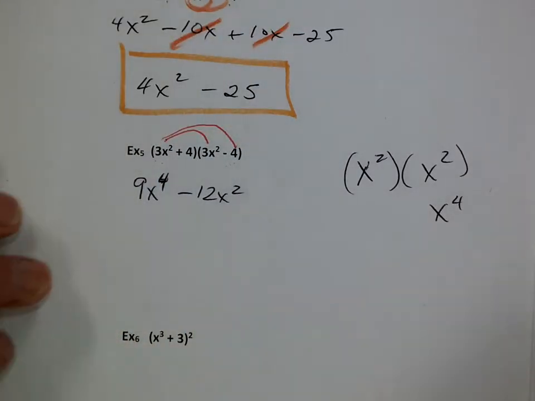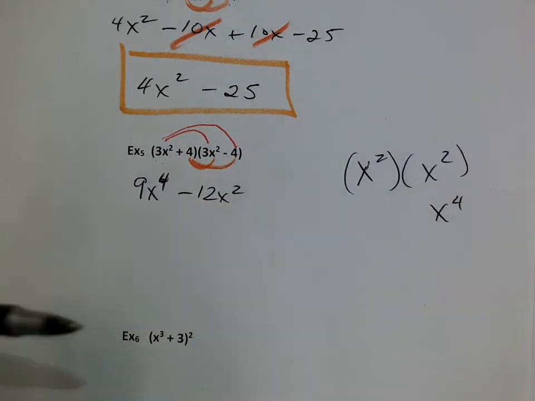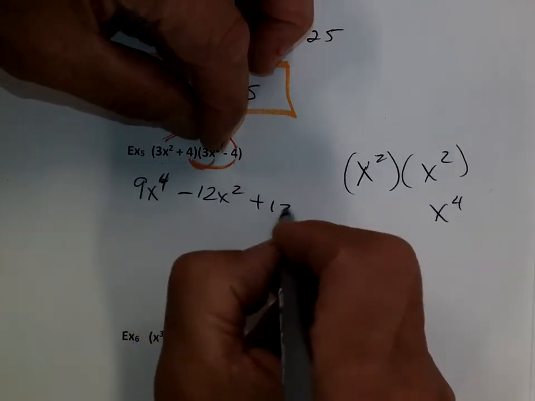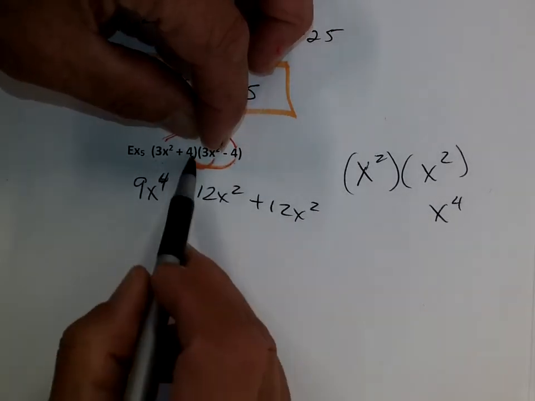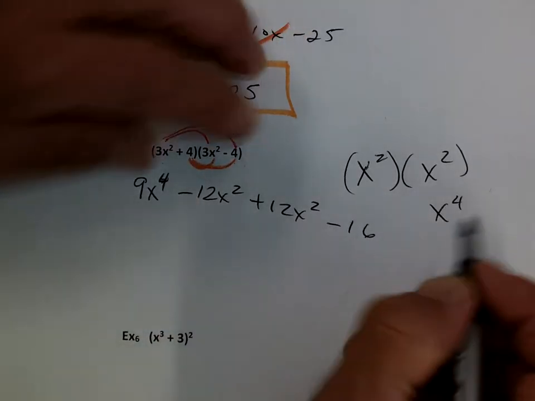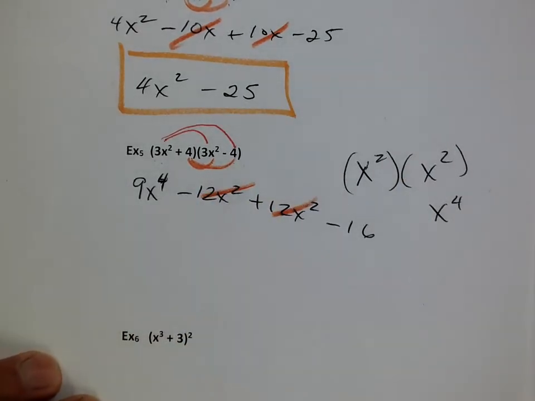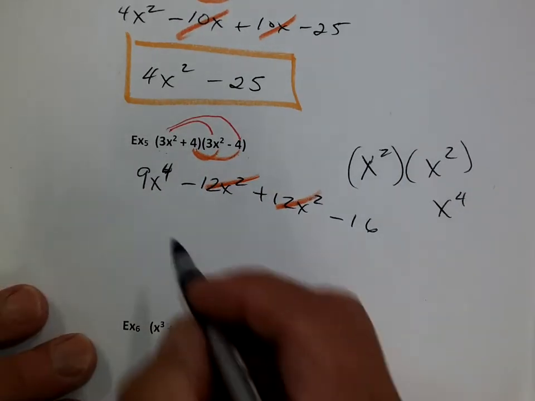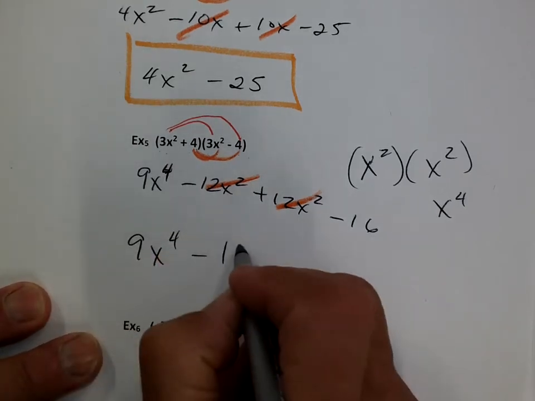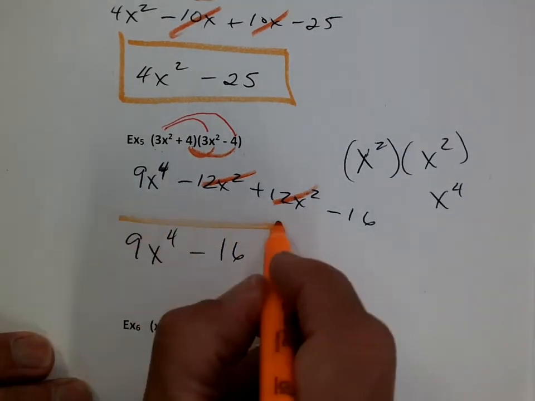Okay, let's take our middle two terms. Let's take our 4 times our 3x squared and a 4 times a negative 4 and multiply. I get a positive 12x squared, 4 times 3x squared, and 4 times negative 4 is a negative 16. Okay, middle two terms cancel, because that just is how these work. And then I'm left with a 9x to the 4th minus 16. That's it. You cannot combine those, so I'm done.